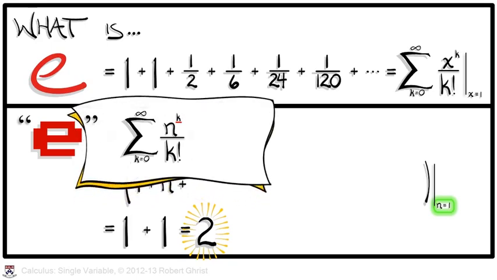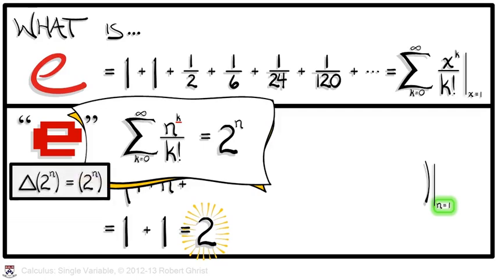And in fact, if we look at the version of e to the x, that is, the sum of n to the falling k over k factorial, we get precisely the sequence 2 to the n. And this is why, when we observed that the forward difference of 2 to the n is 2 to the n, it reminded us of the behavior of e to the x.